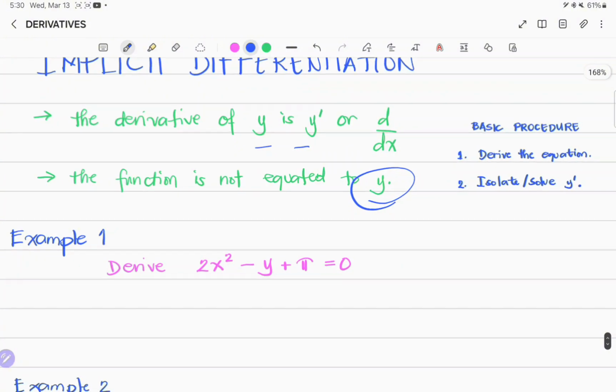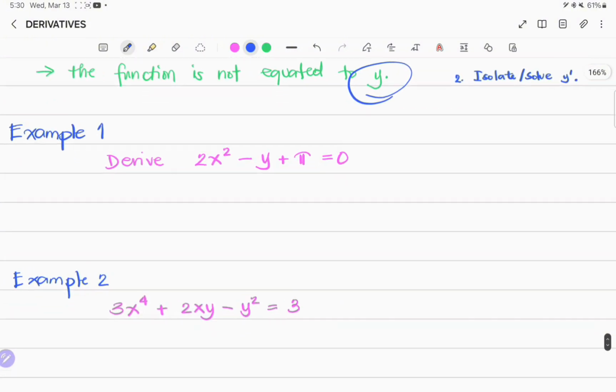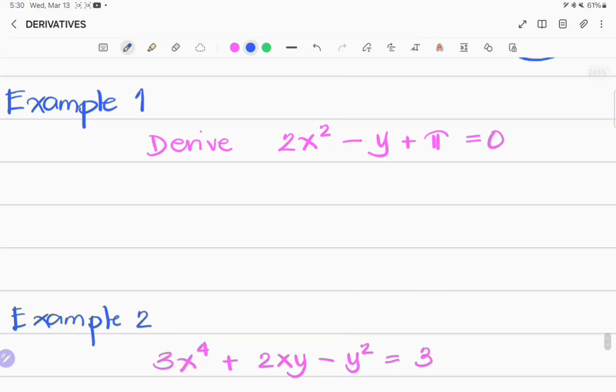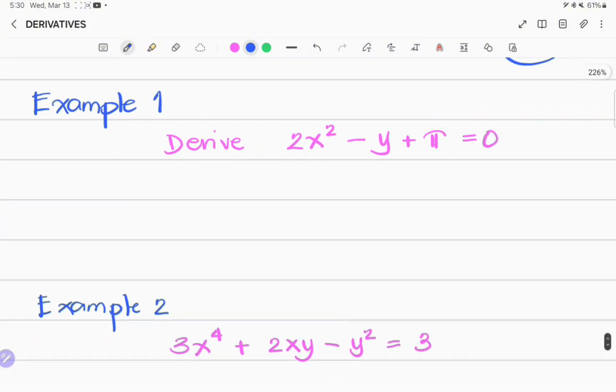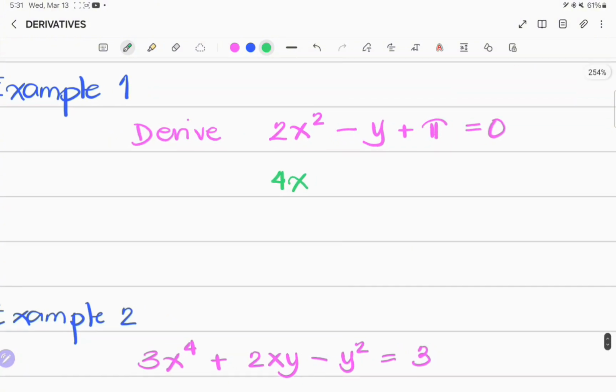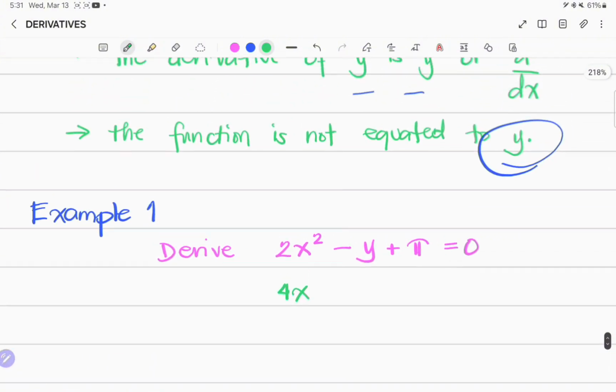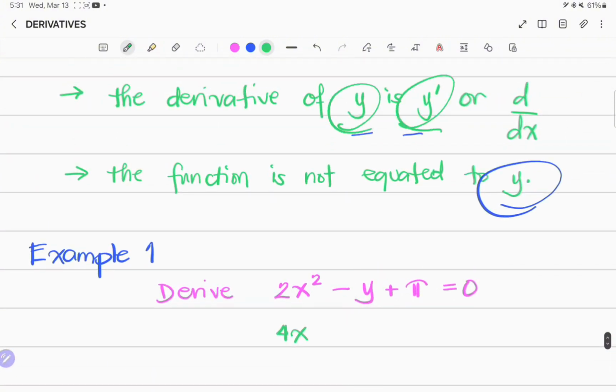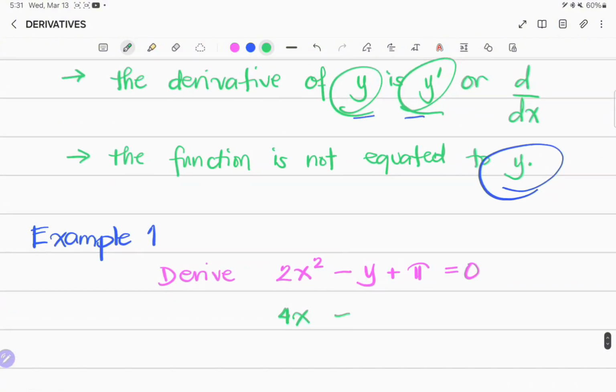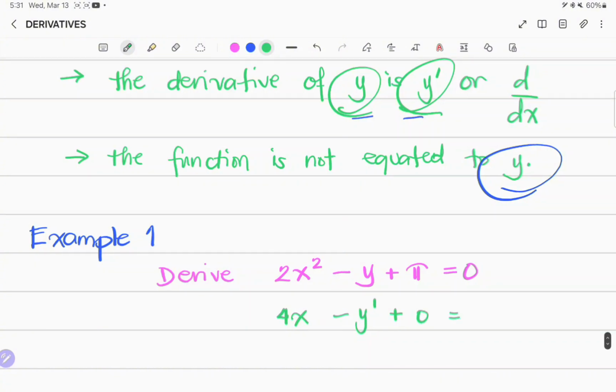So we start with example number one. We have to derive 2x squared minus y plus pi is equal to 0. In this example, we will be using the derivative of sum and difference. So the derivative of 2x squared is 4x. And the derivative of y, as we know, is y prime. So we have to change it into y prime. Plus the derivative of pi, which is a constant, is 0, equal to 0.